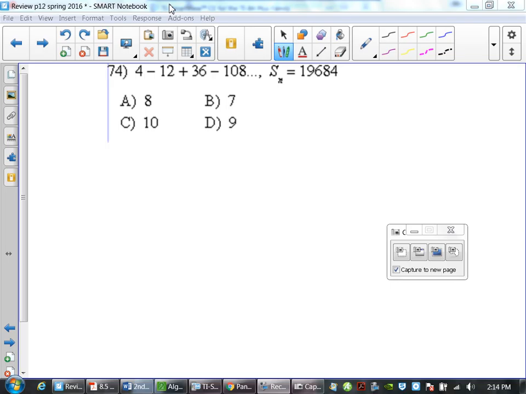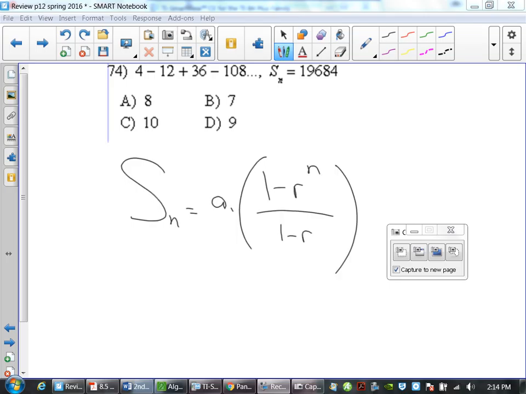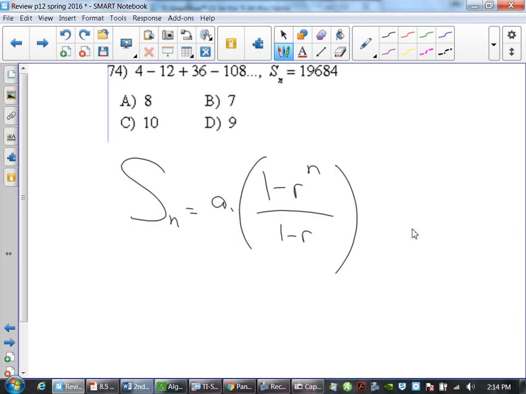Okay. Going through this, when we do the sum, it is your first term times 1 minus r to the n over 1 minus r. That's the sum of the geometric series. Fill in the blanks. We want 19,684 to equal 4 times the quantity 1 minus, well, what's my rate? It's -3. Very good.